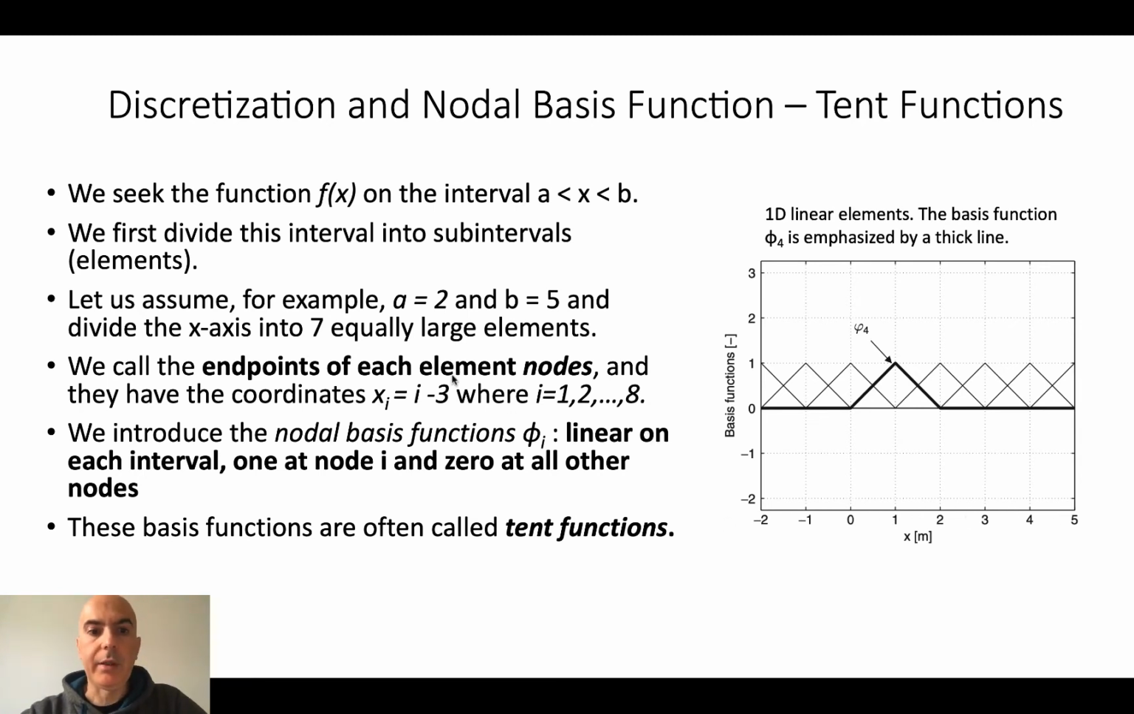We call the endpoints of each element nodes. So in the case of 7 elements, we will have 8 nodes. We will have a node here, here, here, here, here, here, here, and here. So the number of nodes is equal to the number of elements plus 1. Each of these nodes will have a coordinate x_i, where i is going from 1 to 8, for each of the nodes.